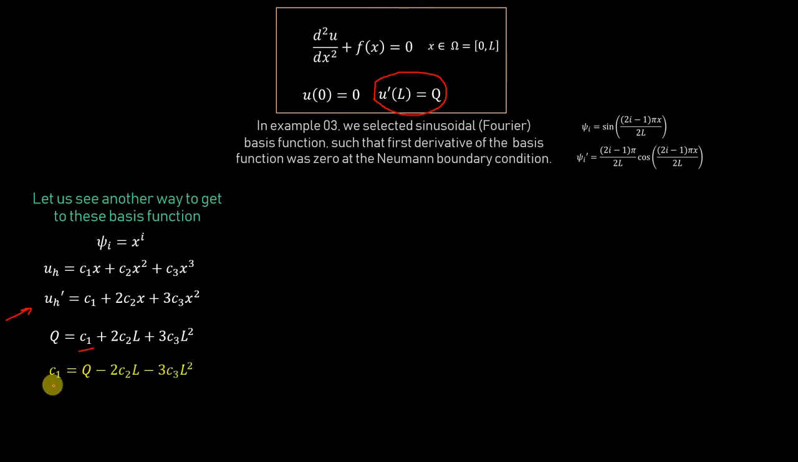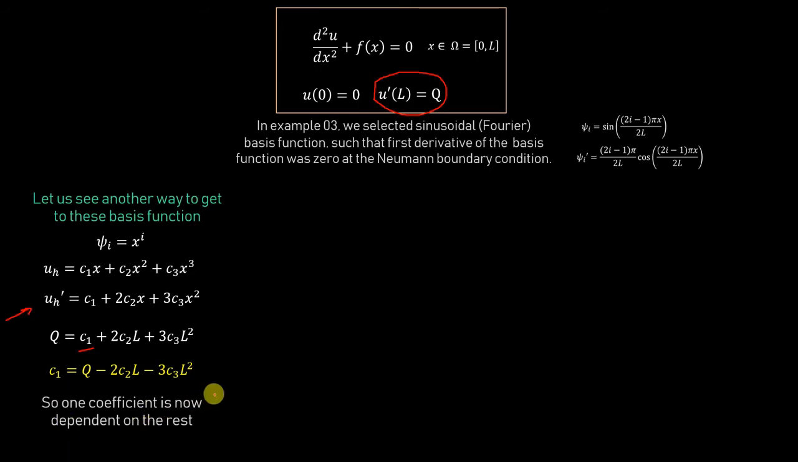Okay, so C1, we already know what C1 is in terms of Q, and C2 and C3 are what we want to find out. So one variable that we wanted to find by solving Ac = b is now reduced. Now, will this improve our approximation, or will it degrade the quality of our approximation? I think it will degrade, because the dimension in which you're looking for a solution will now reduce. We'll see.